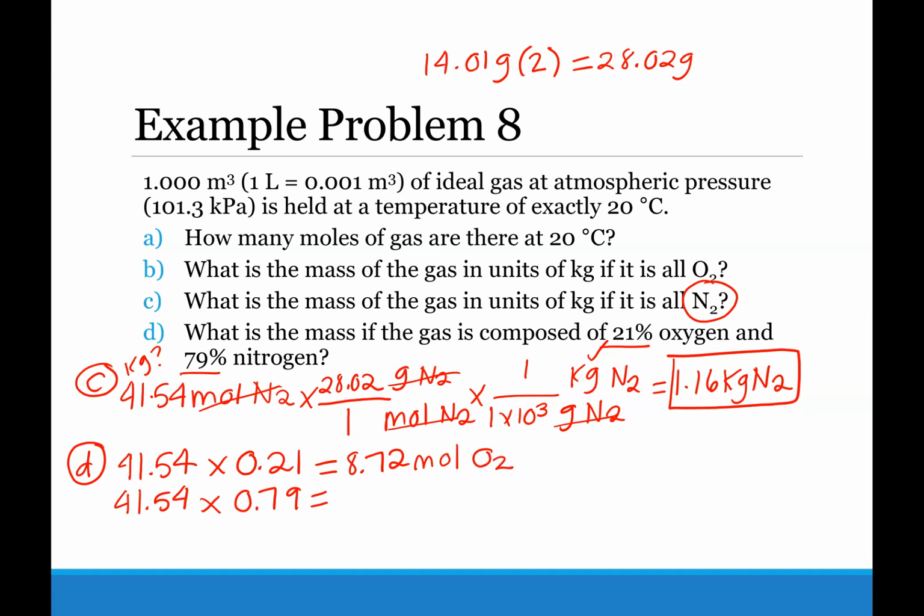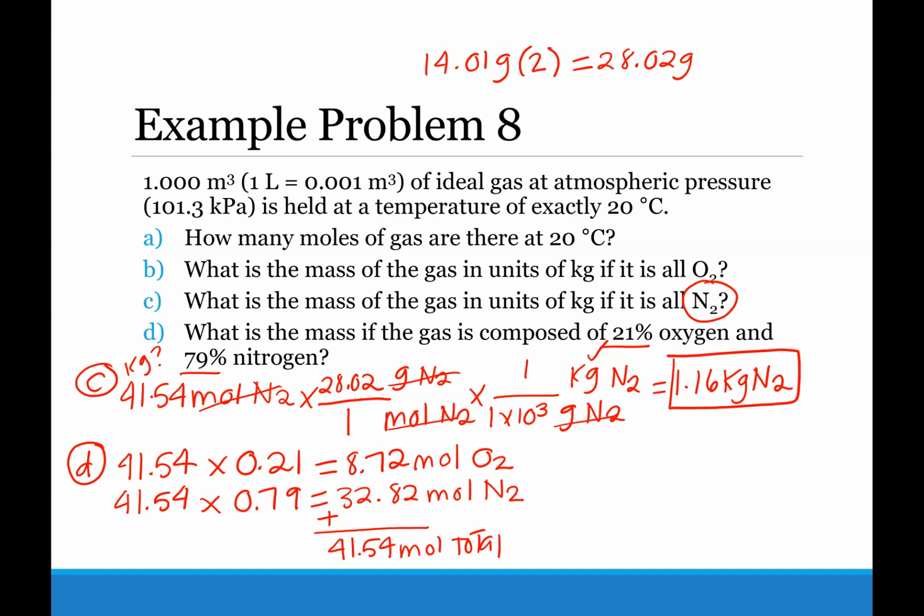And then in your calculators, 41.54 times 0.79 would be 32.816, so we'll say 32.82 moles of N2. And so just to check and make sure that these two numbers add up to 41.54 before we continue, 8.72 plus 32.82 equals 41.54 moles total.